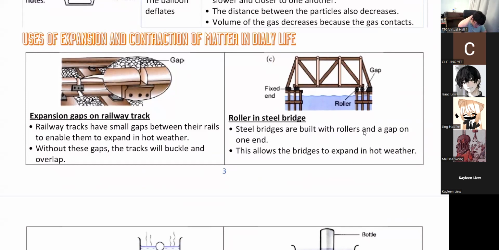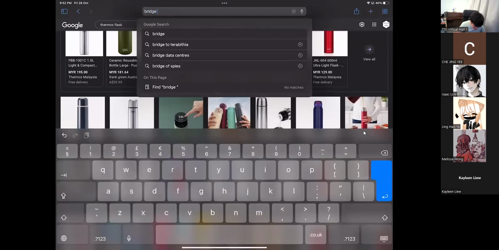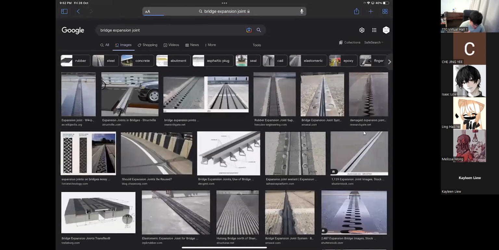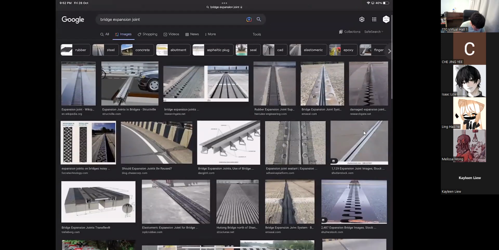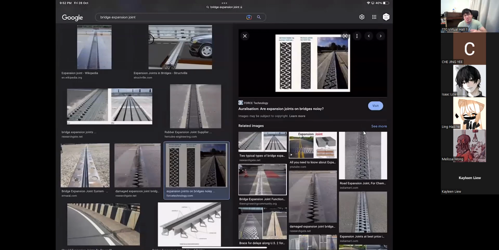Anyway, your railway track has a gap in between here. This is your expansion gap. Same goes for your bridges. Have you guys seen this gap before? Your bridge has expansion joints. Sometimes when you drive through the highway and you see bridges, you see these gaps, and your dad's car will go dong dong. That's the joint. When it's hot, they will expand so that the road doesn't crack.